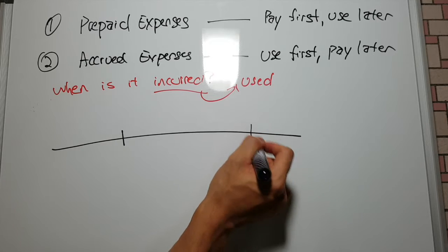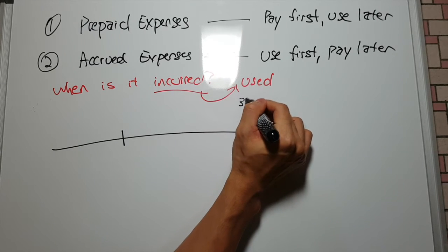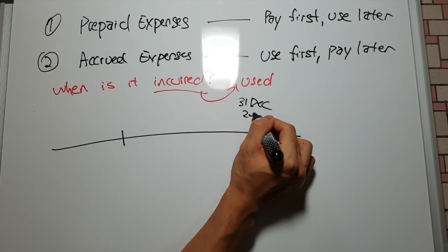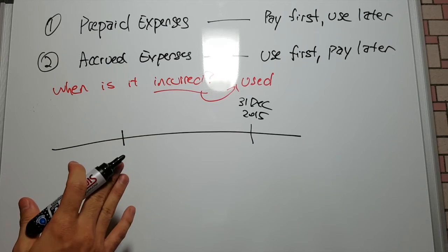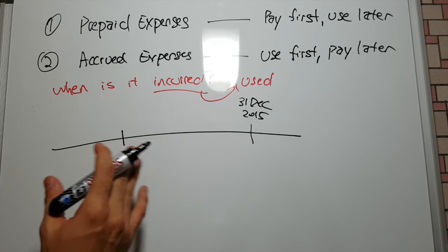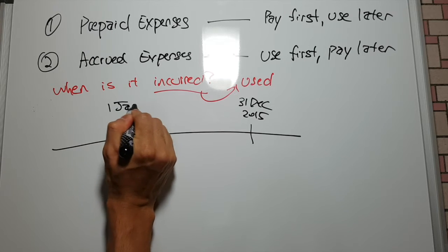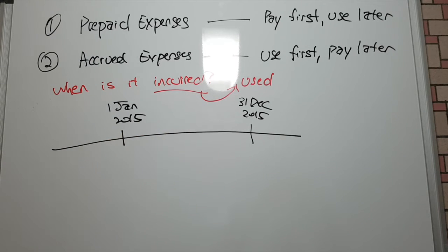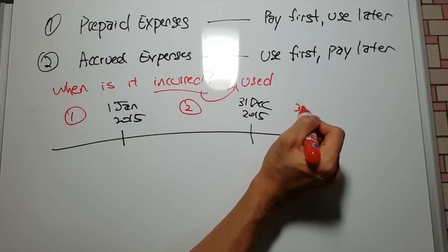For any timeline, they will always ask you to prepare the financial statements on the last day of the financial period. Let's say we are using the year 2015. The last day of my period is 31st December. That will make my first day of the financial period 1st January 2015. Then what I'll do next is name the periods: period 1, period 2, and period 3.